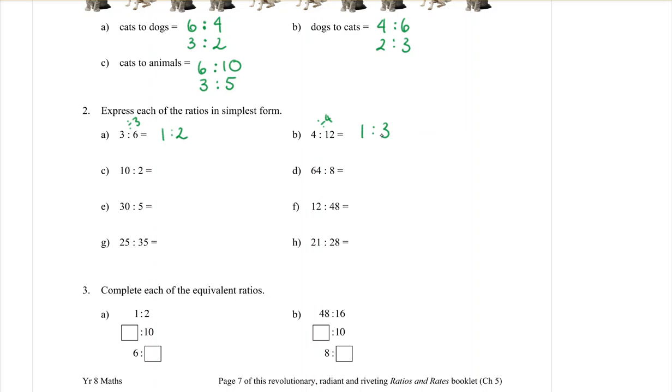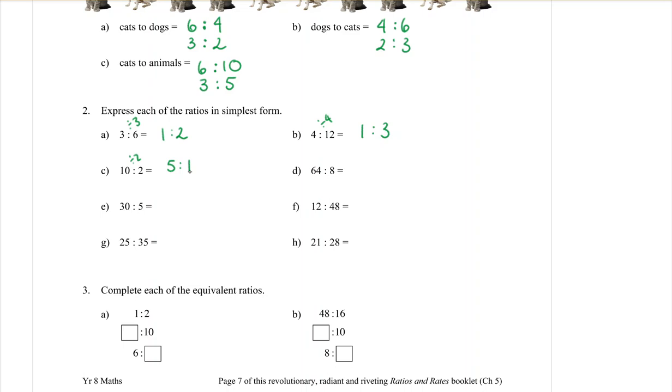Good. Look at the next one. C. 10 and 2. What can I divide them both by? 2. Divide by 2. 10 divided by 2 is 5. And 2 divided by 2 is 1.